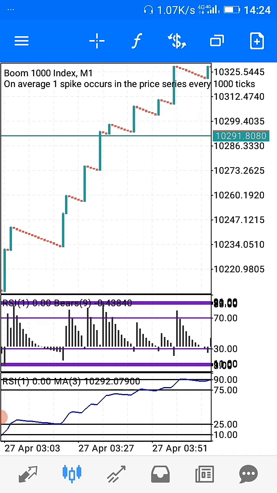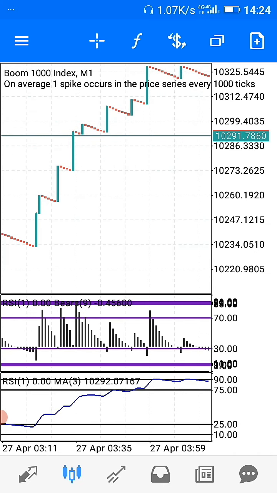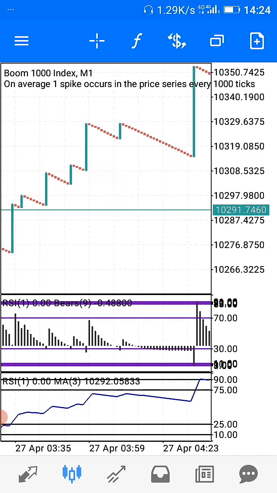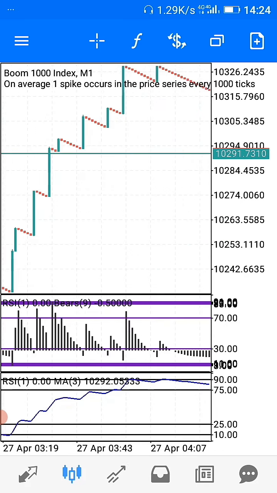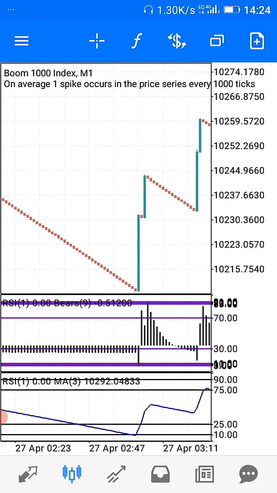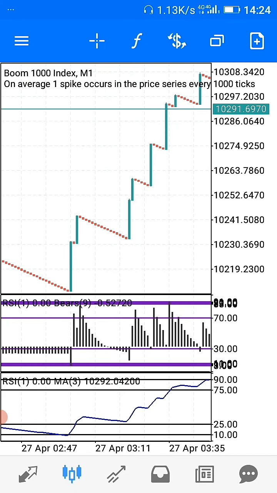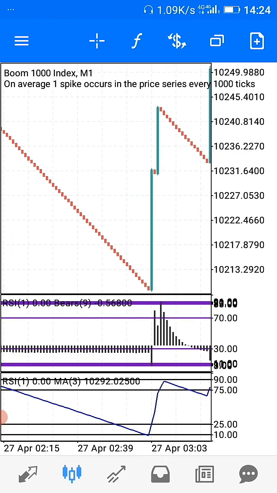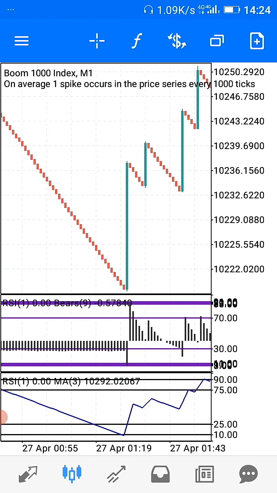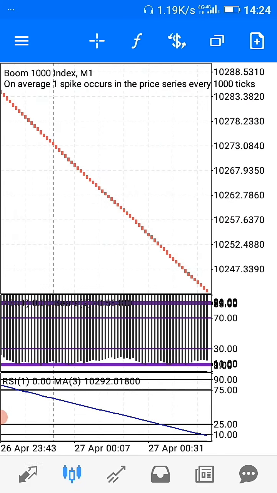Okay, now normally the conditions are not met when the market is moving up, when boom is moving up. That is why it can never meet, because the moving average will be moving from down from the oversold back to the overbought, so that you start trending down again. Okay, now let's look for another perfect entry.